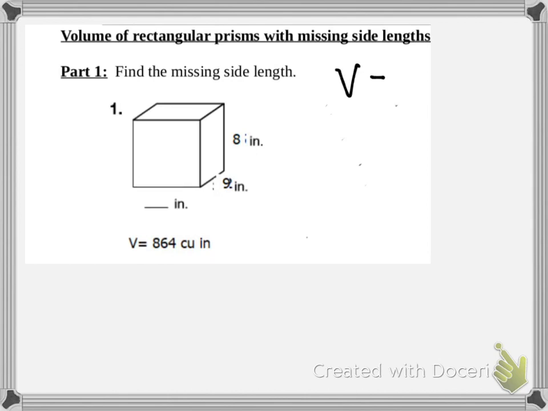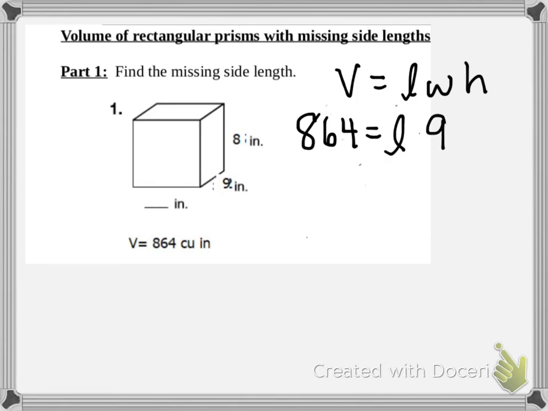So we're going to start off with our formula: volume equals length times width times height. We're going to substitute what we know in here, so 864 equals, well, we don't know the length, so we'll leave that there. The width is 9 and the height is 8. So we can go ahead and multiply the 9 and 8 together. I'm going to bring that down. So 864 equals the length times 72.